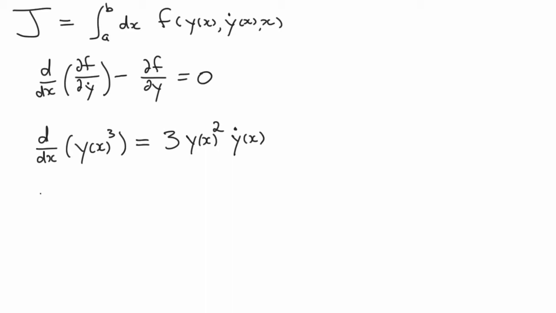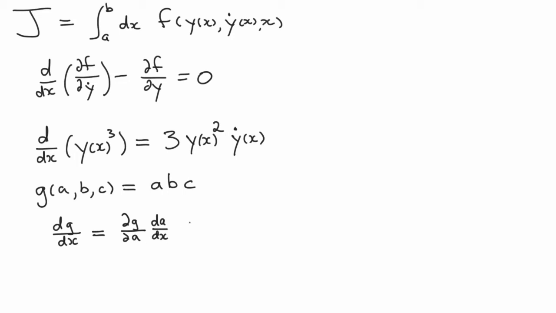Okay, suppose instead we looked at the function g of a, b, and c. And g of a, b, and c is going to be a very, very boring function indeed. It's just going to be the product of a, b, and c. Now suppose we want to take the derivative of g with respect to x. Then we know from multivariable calculus that we just take the derivative of g with respect to a and a with respect to x. And we have to add, well, what if b depends on x as well? So we have this, and we also have the terms for b and c.